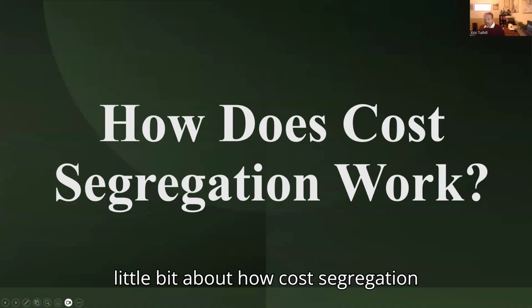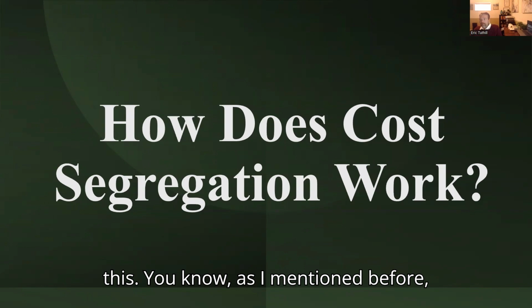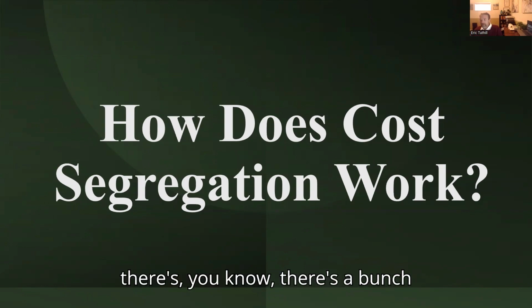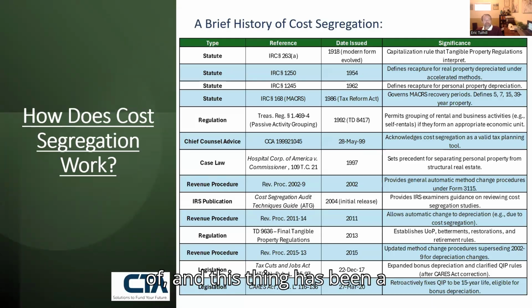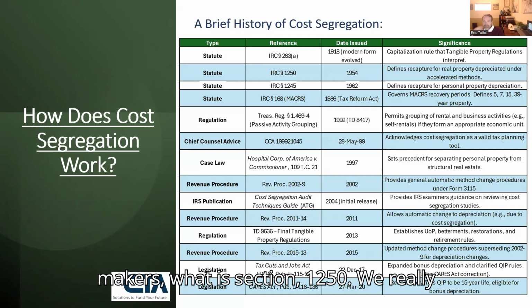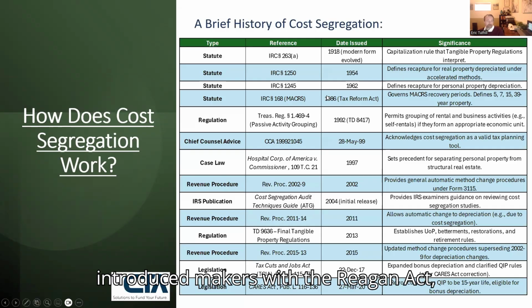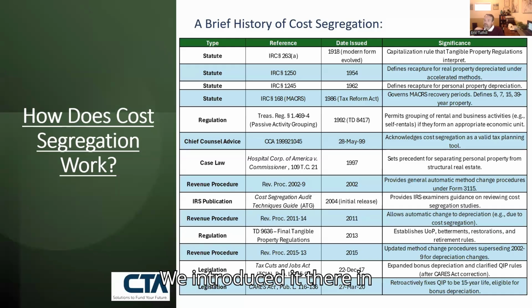All right, so now we're going to talk a little bit about how cost segregation works and why we're able to do this. As I mentioned before, this has been a planning tool for a long, long time. We introduced what MACRS is, what Section 1250 is. We really introduced MACRS with the Reagan Act, the 1986 Tax Reform Act, right? We introduced it there in 1986.